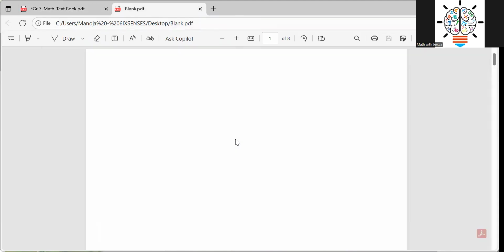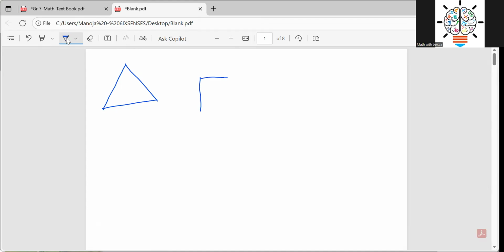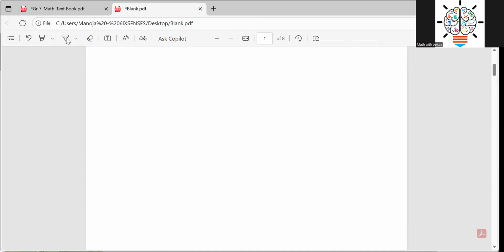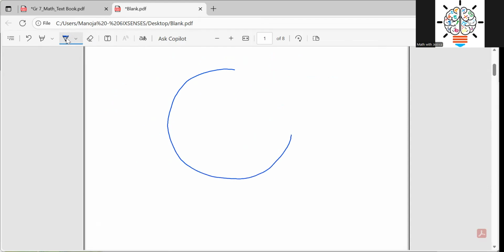First of all, we want to understand what a circle is and why it is different from the other 2D shapes. If you take a triangle, a square, a rectangle, or another quadrilateral or kite, whatever shapes you can see, all the sides are straight edges or straight lines. But if you look at the circle, we have a curved edge like this.